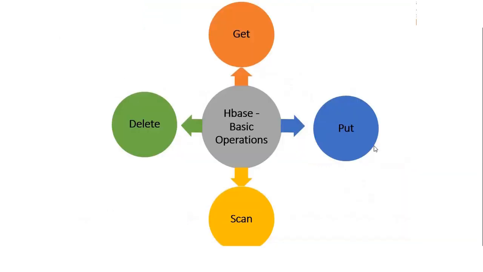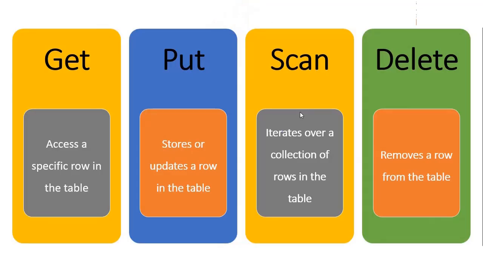Next, the basic operations of Hbase. There are four basic operations: get, put, scan and delete. These are the four basic operations that could be performed in Hbase. Looking at the first one, the get operation: this get is used to access a specific row in the table. This particular operation gives access to a specific row in the table.